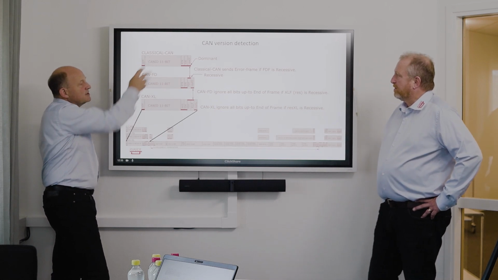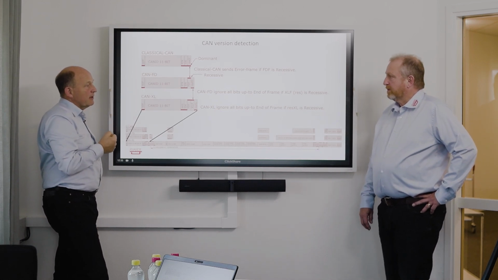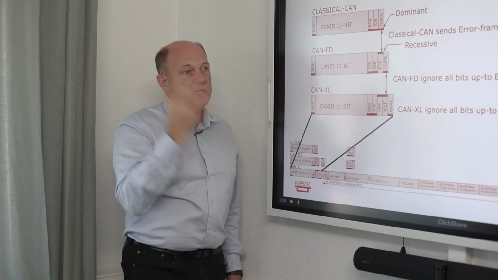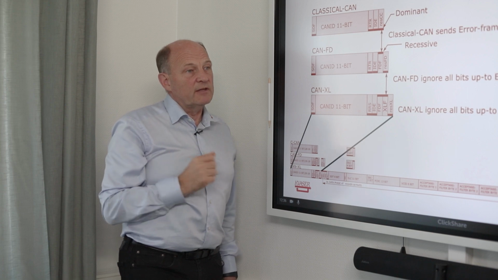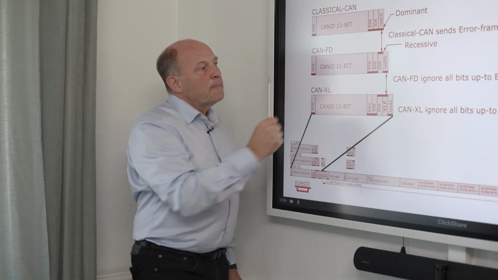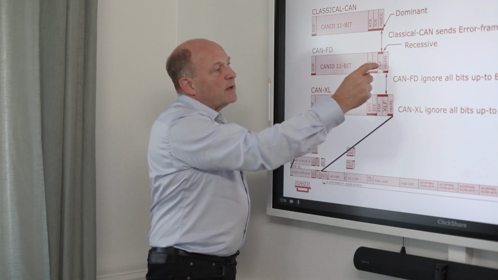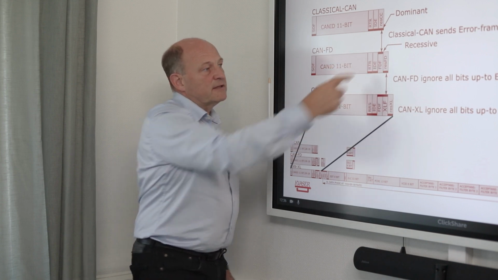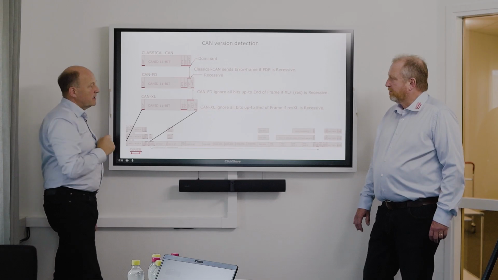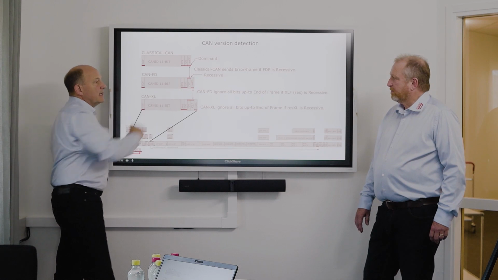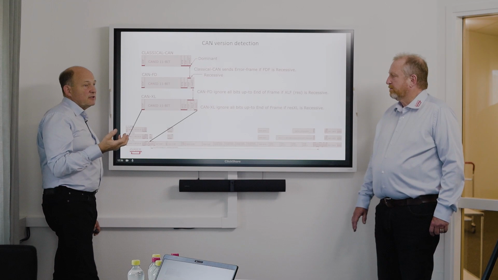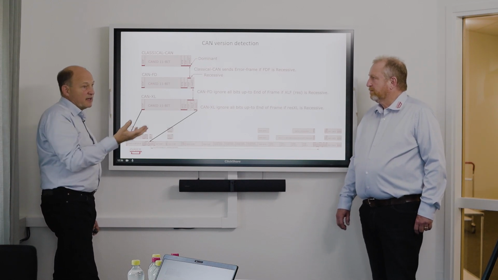CAN FD will send and receive classical CAN frames as CAN FD frames. But if you send a CAN FD frame to classical CAN, it will just get confused, and the only way it can handle the confusion is to send an error frame. CAN FD also has a reserved FD bit. When it comes to the new protocol, instead of this dominant bit, you will see a recessive bit. Again, CAN FD doesn't know anything about CAN Excel, so the only thing CAN FD can do is, as with classical CAN, send an error frame.